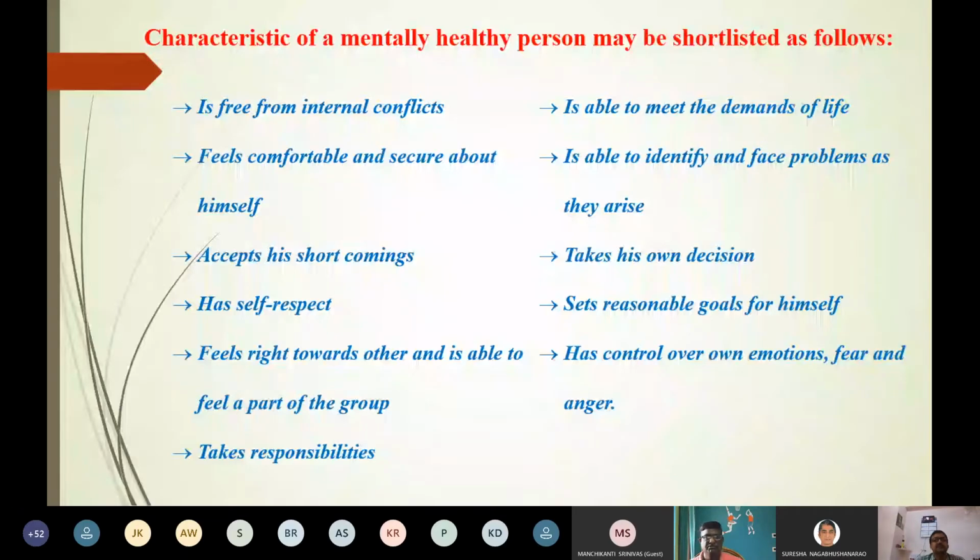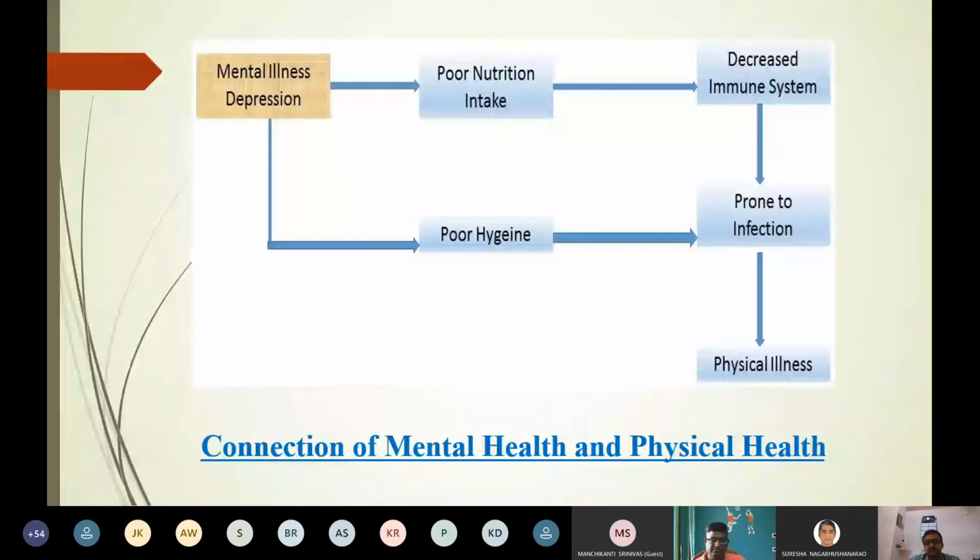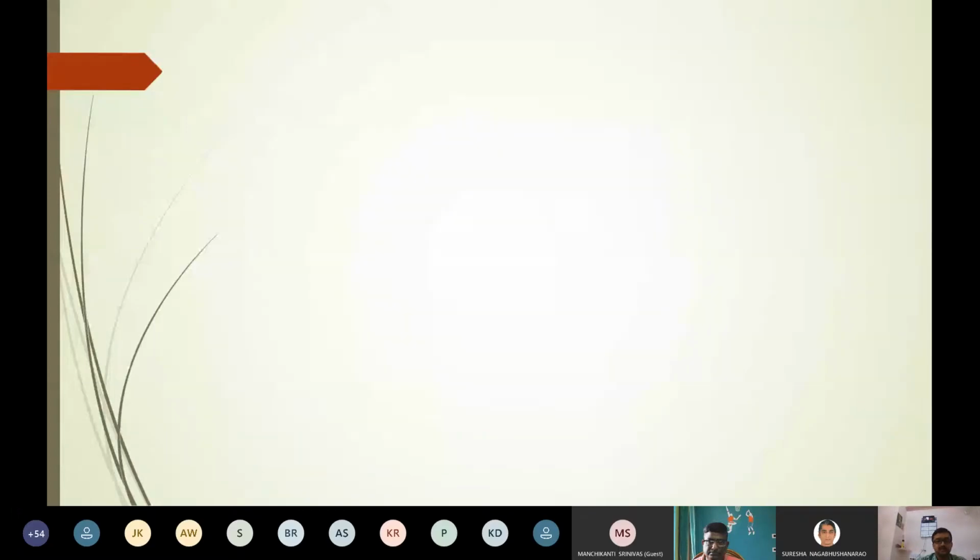Then comes the reversible process of mental health and physical health, and how they connect. Mental illness, which creates depression and other things in our life, is caused by poor nutrition intake, which decreases the immune system and leads to infection and other diseases in our body, and physical illness and everything. This is also contributed to by poor hygiene. And if it starts as physical illness, then the graph will go in the reverse direction. So mental health is balanced by the physical aspect of our health, the main contributor. There are other contributors also, but these two have to go parallel to achieve at least 80% positive results. The physical and mental aspects of our health need to go parallel always.